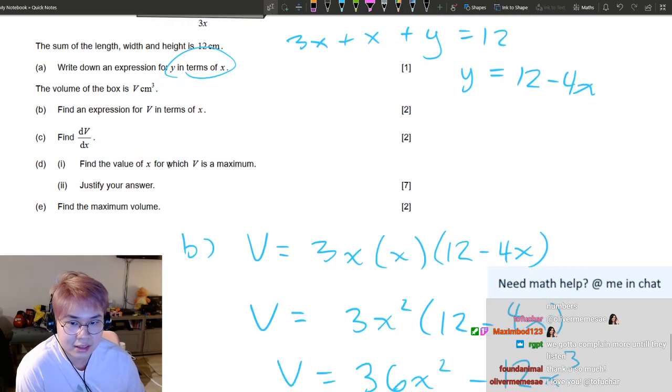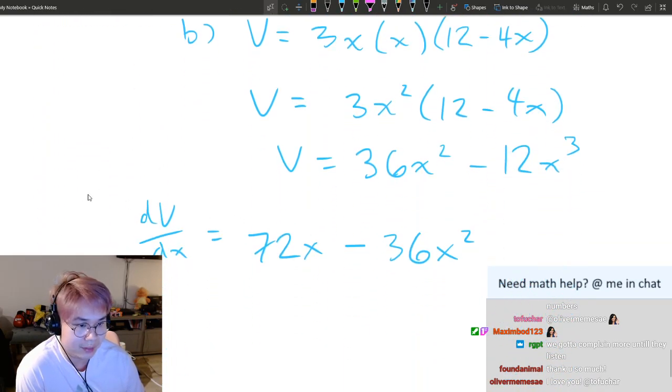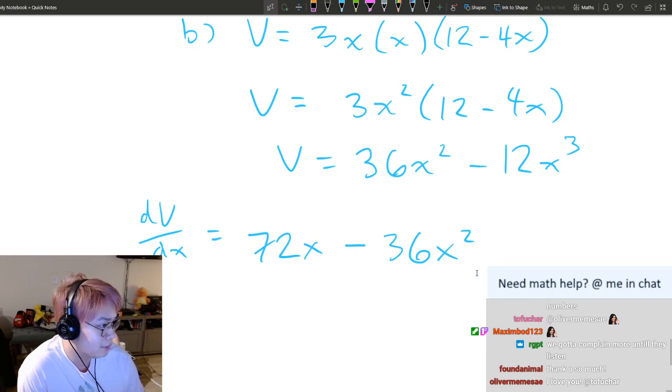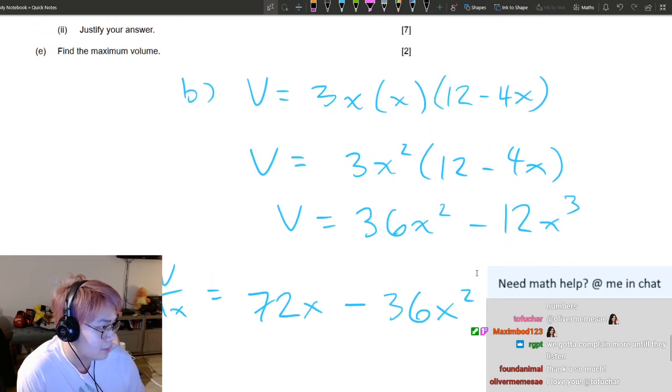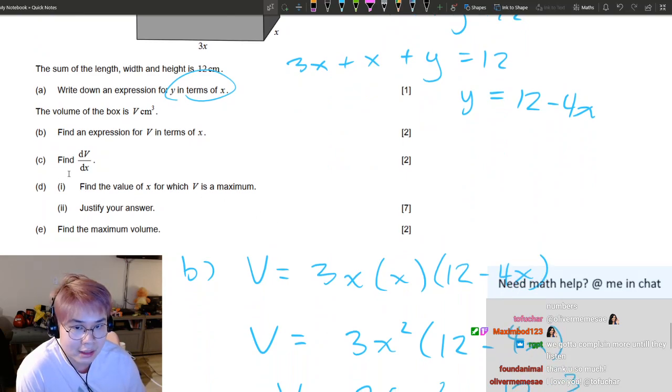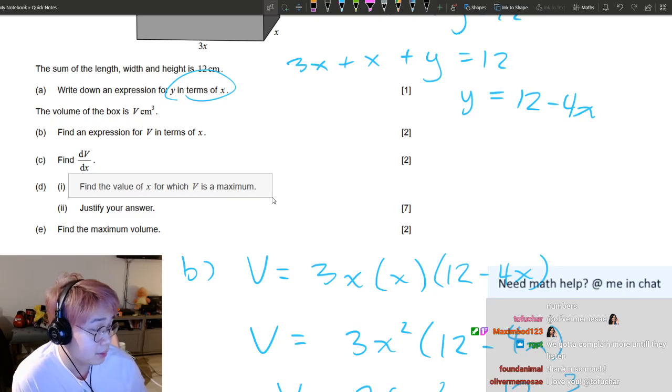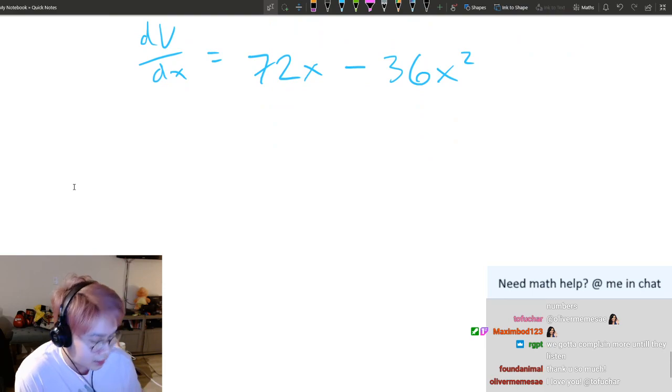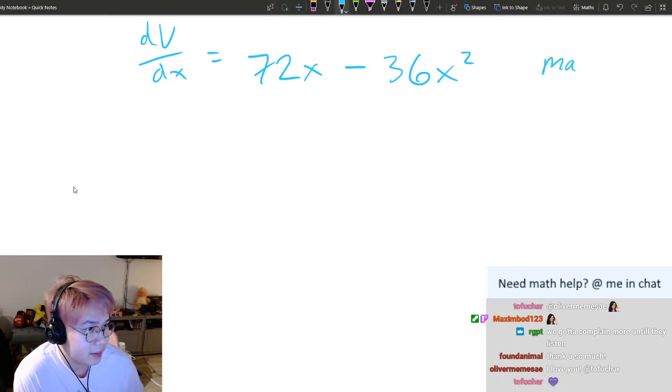Anyways, back to this. Find dV/dx. Okay, I found dV/dx, I just took the derivative. And then part D, I need to find a value for x which is a maximum, and then I need to justify my answer. So I'm going to do these together in one instead of separating it. A maximum, of course, implies that we're looking for where our derivative is 0.